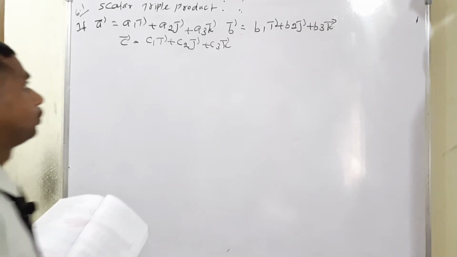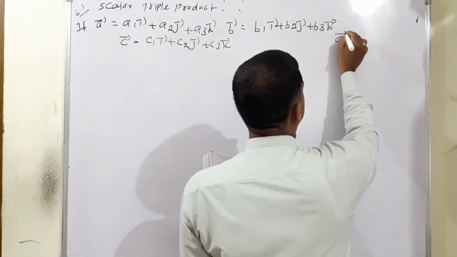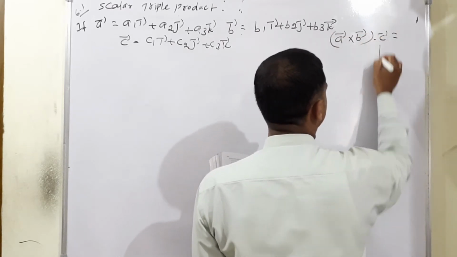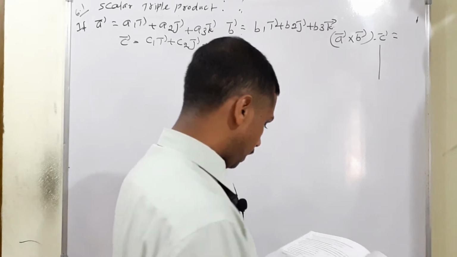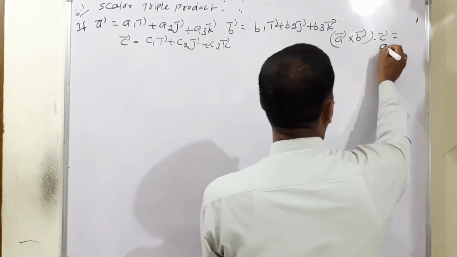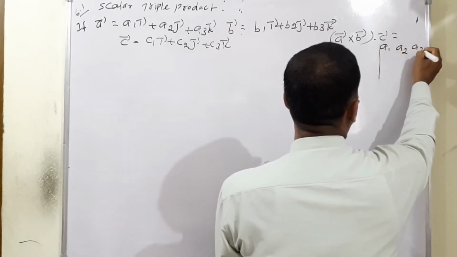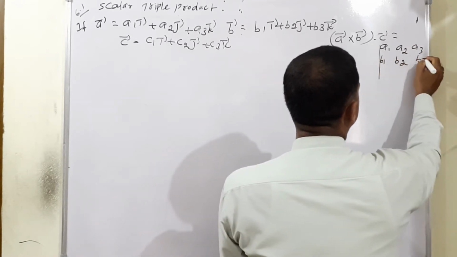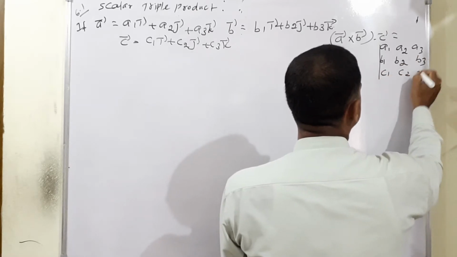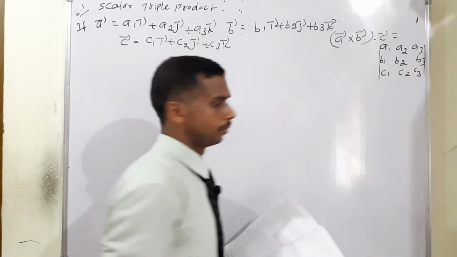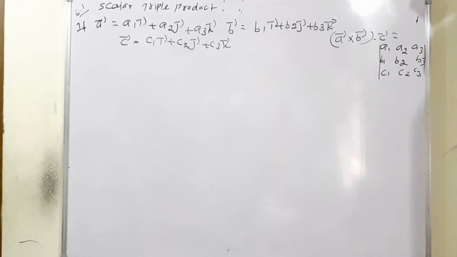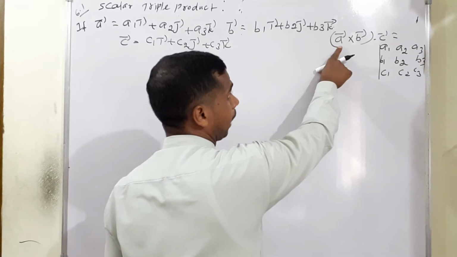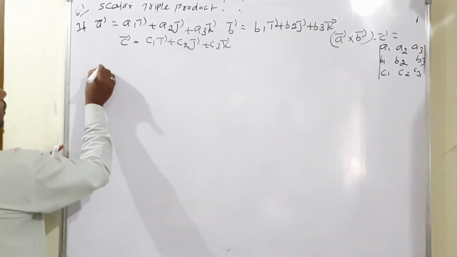We have to prove, what do we have to prove? A vector cross b vector dot c vector is equal to the determinant form A1, A2, A3, then B1, B2, B3, then C1, C2, C3. We have to prove this. So what is the main term? I will consider the LHS, left hand side term.